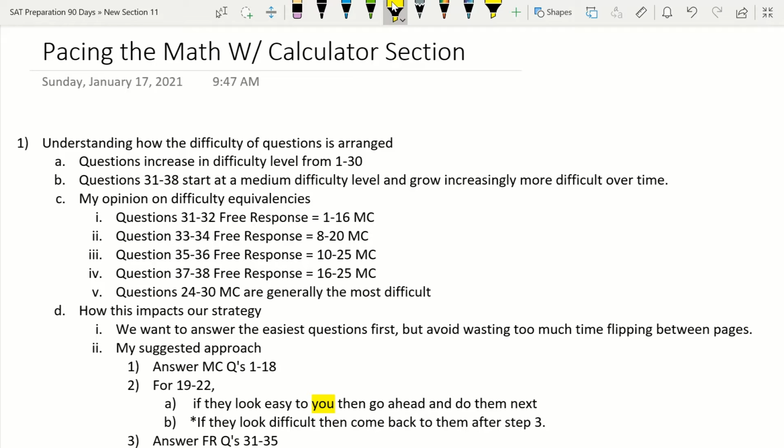I've also made a video on pacing the Math without Calculator section, so if you want to find that, you can find that on our channel as well. So with that, let's go ahead and get started with how to pace the Math with Calculator section.